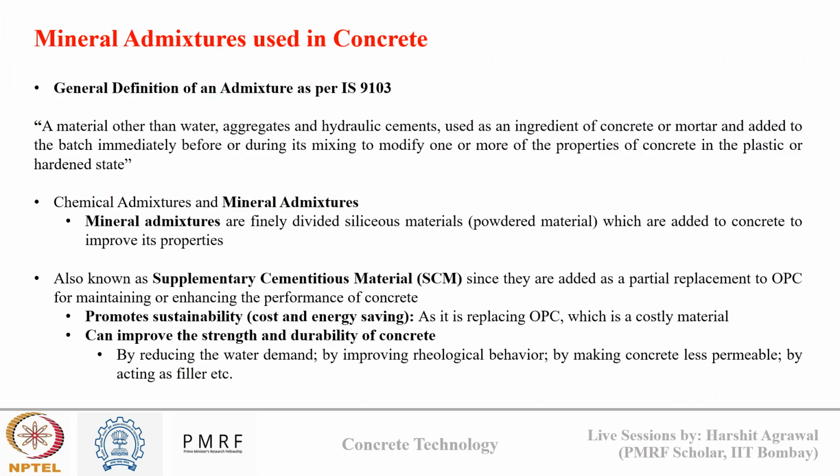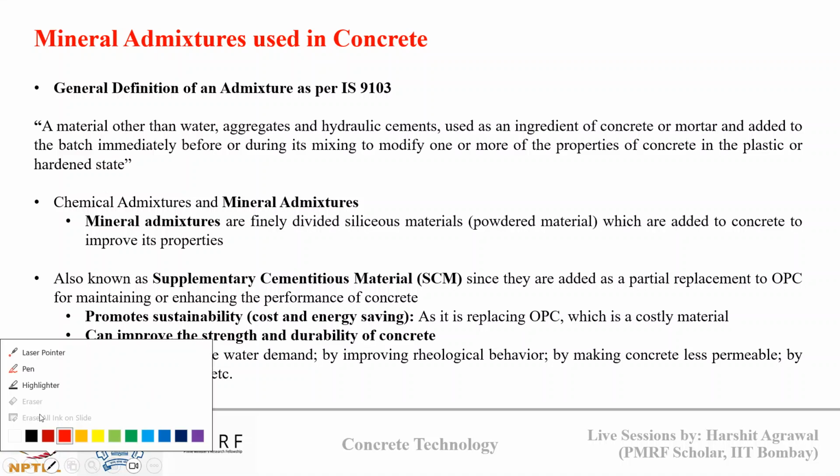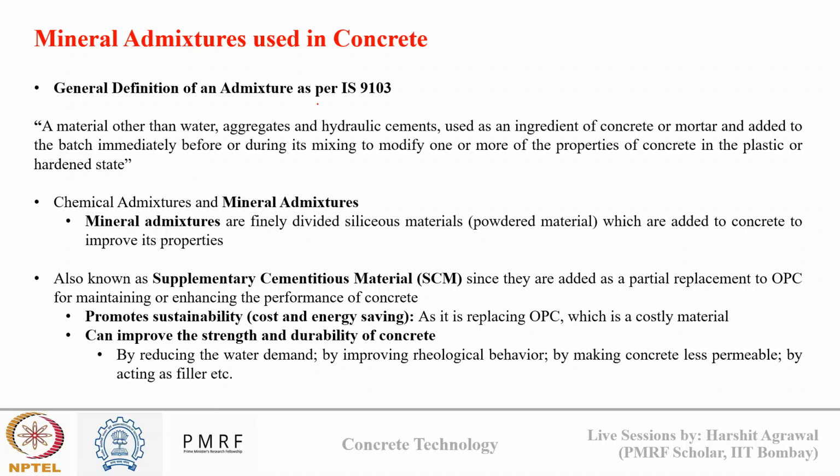Now, after chemical admixtures, we have mineral admixtures. So, what are mineral admixtures? If we go along the basic definition of admixtures given by the IS 9103 guideline, this guideline says that an admixture is a material other than water, aggregate, and cement which is used as an ingredient for concrete or mortar and added to the batch immediately before or during mixing to modify one or more properties of concrete in plastic state or hardened state. So this is the definition that is given in the code for admixtures.